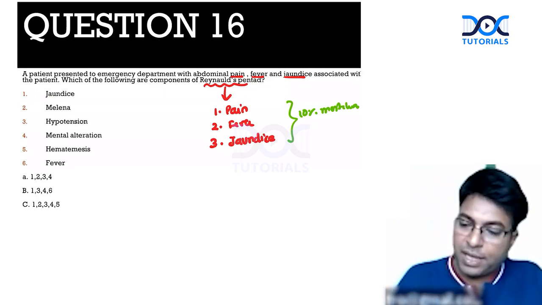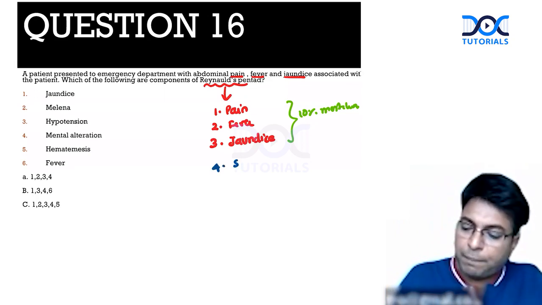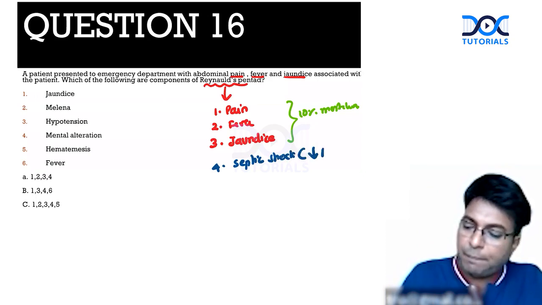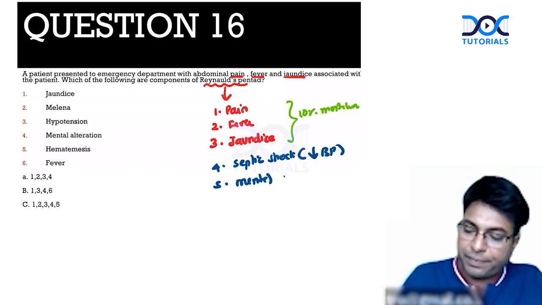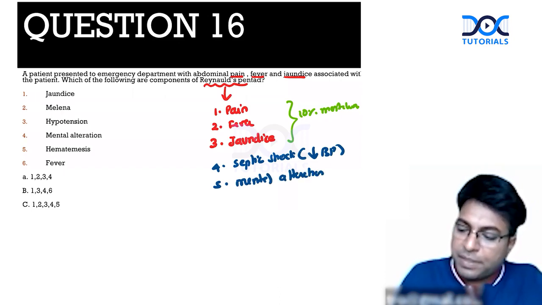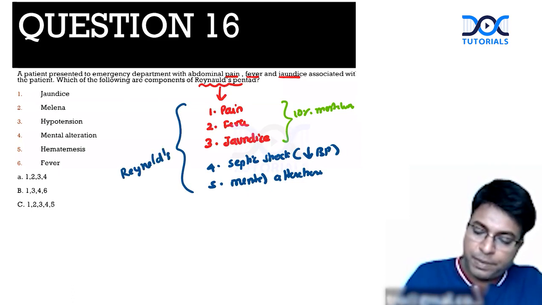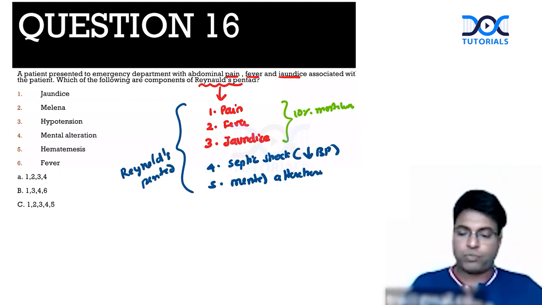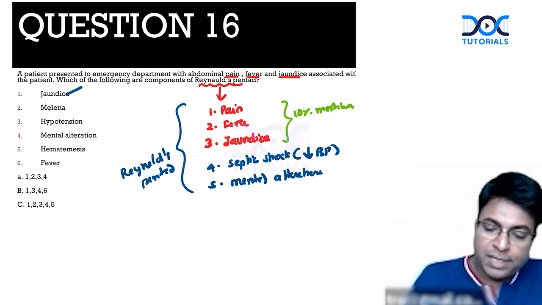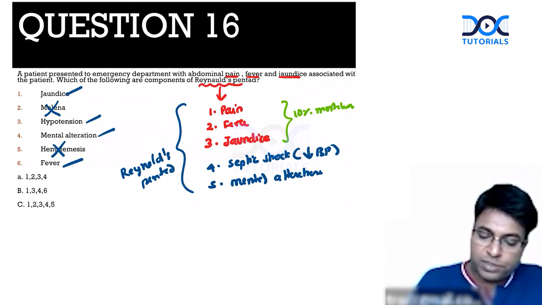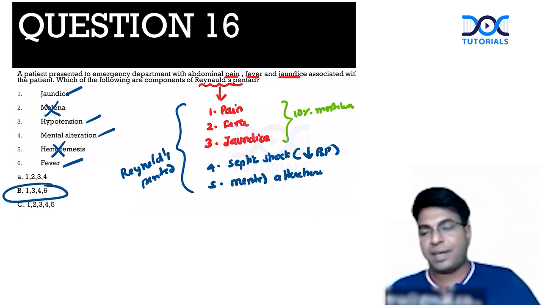Pain, fever, jaundice with septic shock causing hypotension and mental alteration. The patient will be confused. This is known as Reynolds pentad. Please don't forget this. So the answer here is jaundice, hypotension, mental alteration, fever. Melena is not there, hematemesis is not there. So there is 1, 3, 4, 6. Answer is B. That's the correct answer here.